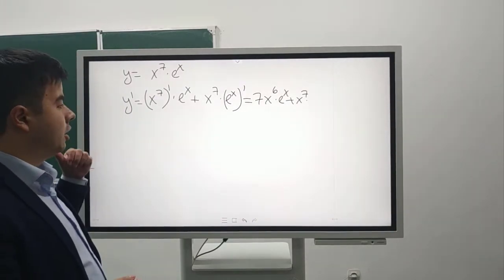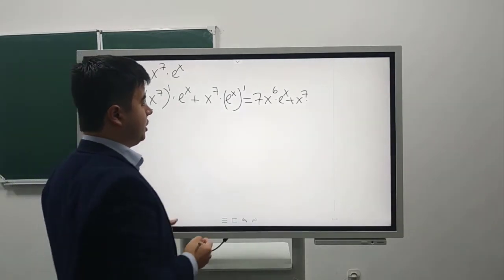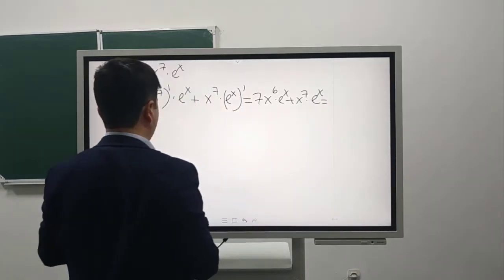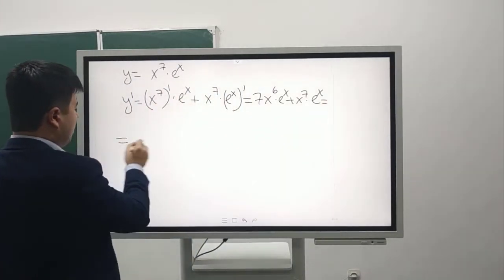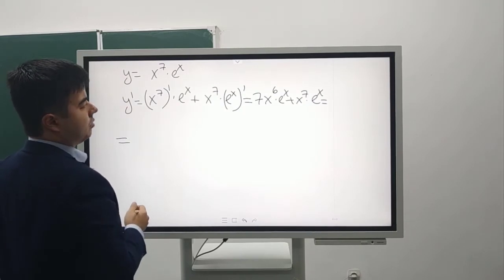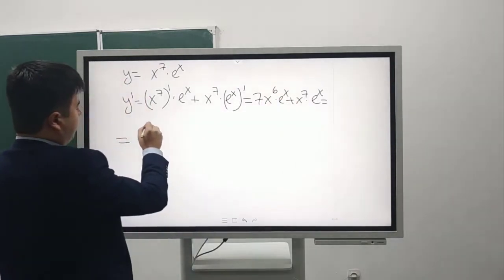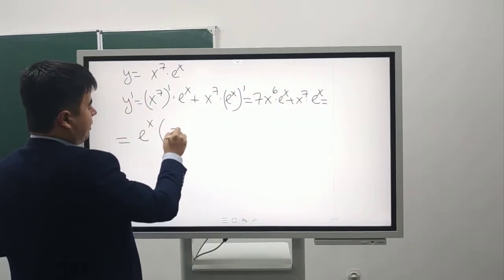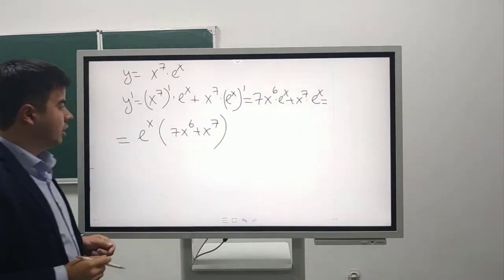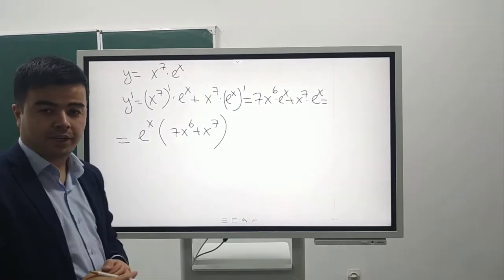Let's recall the table of derivatives of elementary functions. It is e to the power of x. So let's simplify our expression, or we can just factorize it: e to the power of x times (7x to the 6th plus x to the 7th power). This is the derivative of this given function.